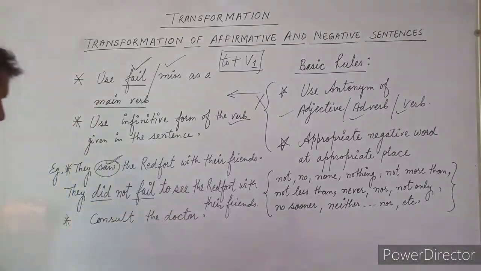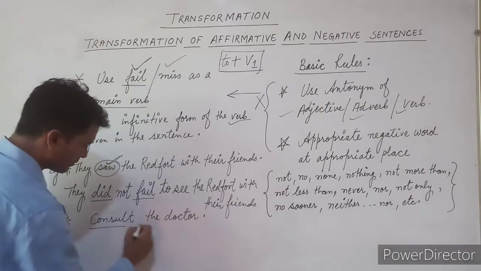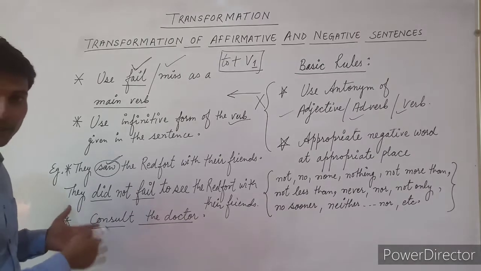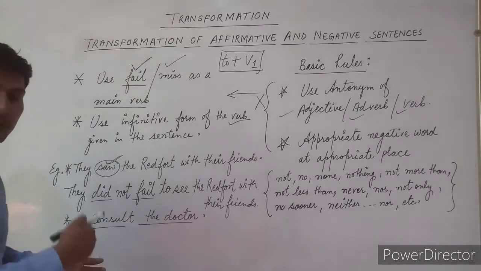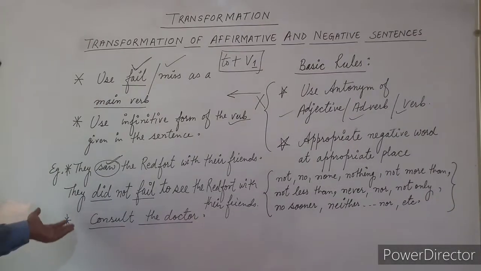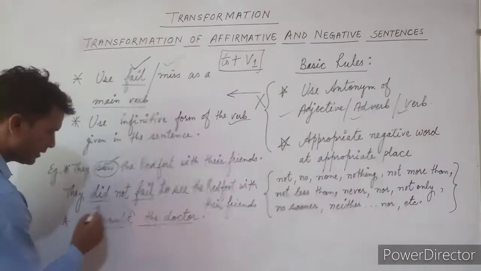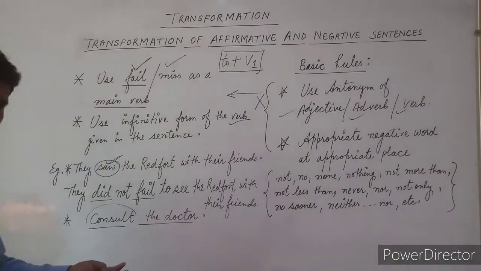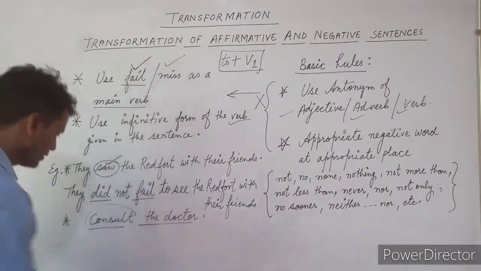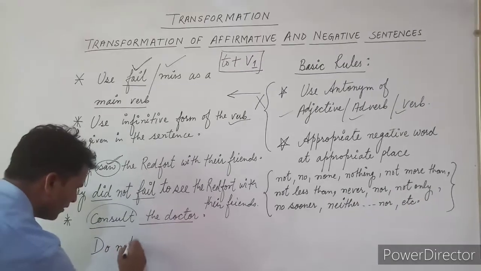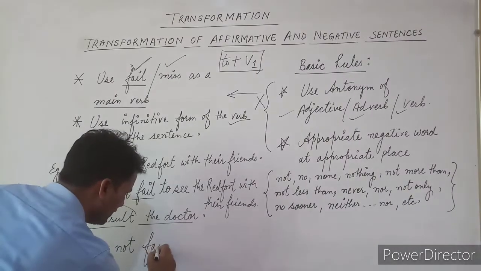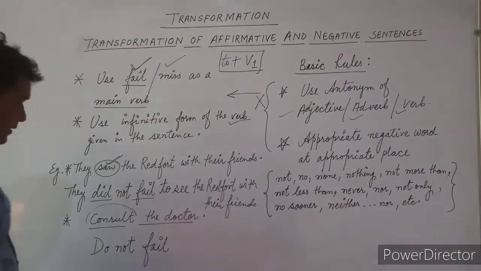Right, students? Let's look at the next example. Consult the doctor. It's an imperative sentence. How can we change a positive imperative sentence into a negative imperative sentence? So you have to use the same rules. An imperative sentence is also a part of simple present tense. So in the negative of an imperative sentence in simple present tense we use do not. So do not, and then as the main word you can use fail or miss. So do not fail, and use the infinitive.